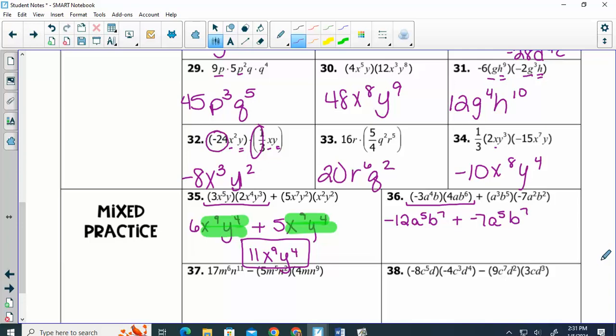But both of these have a to the 5th, b to the 7th, so we can combine them. So we get negative 19, a to the 5th, b to the 7th. Alright, you guys try 37, 38. If we do okay with those, then I'm done for today.